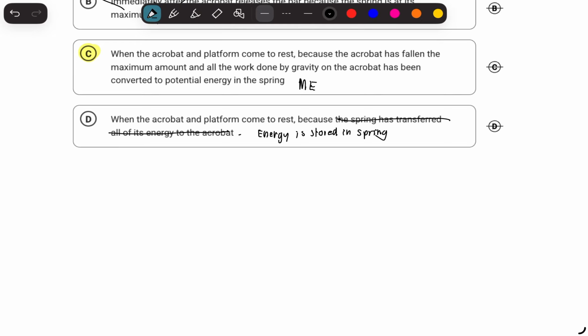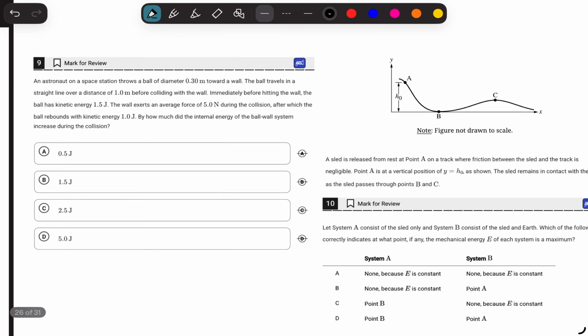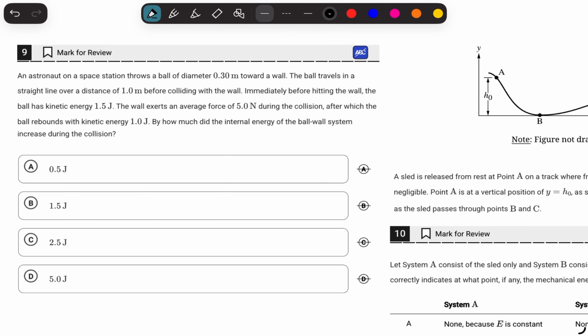So let's see. For our next question, an astronaut on a space station throws a ball of 0.3 kilograms towards the wall. The ball travels in a straight line over a distance of 1.0 meters before colliding with the wall. Immediately before hitting the wall, the ball has a kinetic energy of 1.5 joules. The wall exerts an average force of 5 newtons during the collision, after which the ball rebounds with a kinetic energy of 1 joule. By how much did the internal energy of this wall system increase during the collision?